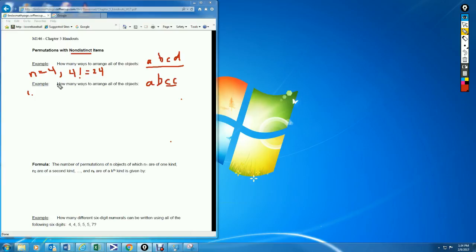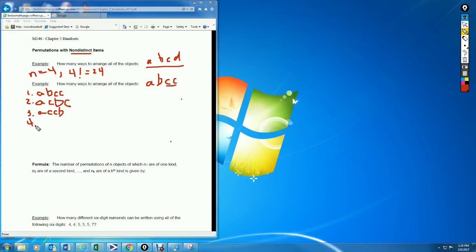So let's start, as always, trying to be methodical. Let's just start with A, B, C, and C. Let's see what next. If we keep the A in the front, then we'd have to do A, C, B, and C. And then still keeping the A in the front, we could do A, C, C, and B. And there's no other way to do it with A in front.